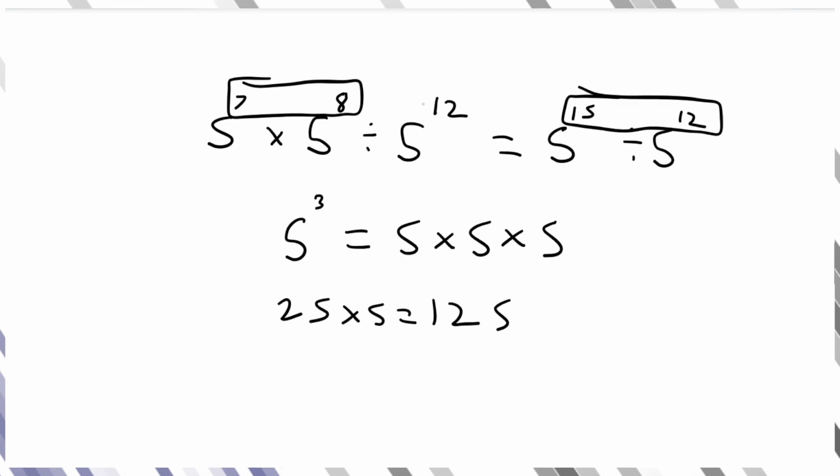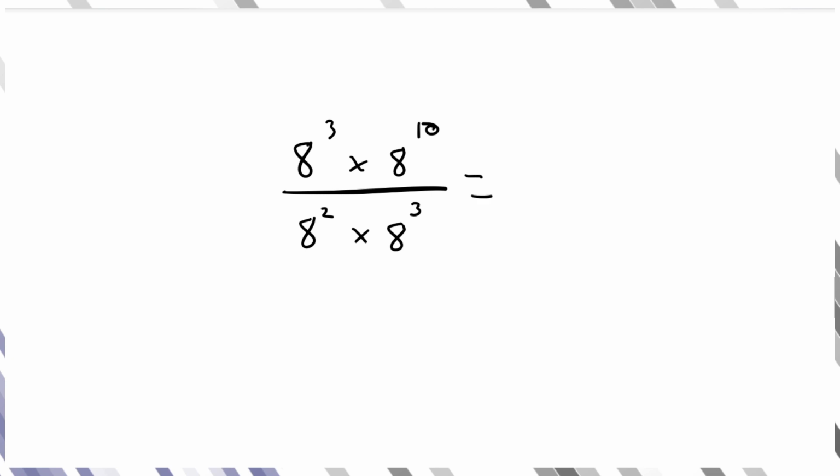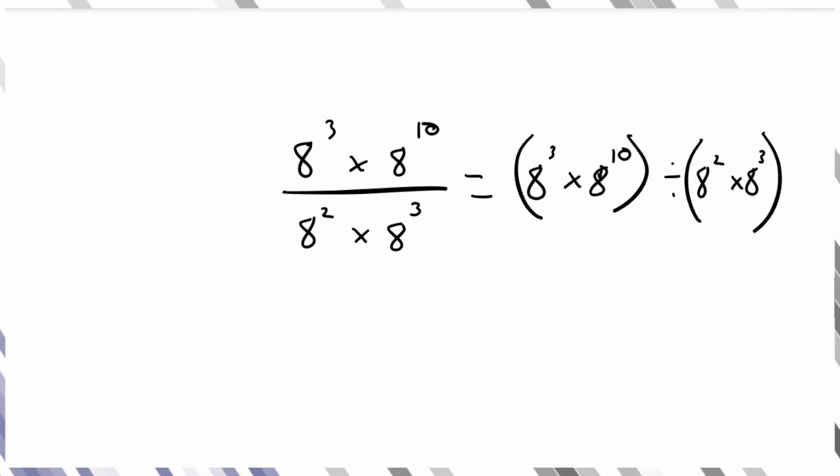Alright, let's do one more example. Let's say we've got 8 cubed times 8 to the power of 10 over 8 squared times 8 cubed. Now, we can think of this as 8 cubed times 8 to the power of 10 divided by 8 squared times 8 cubed. We can think of those two things in exactly the same way. That's the exact same thing on the left and the right.